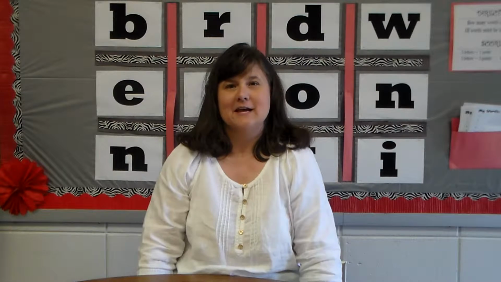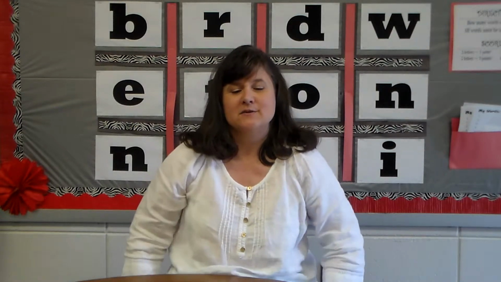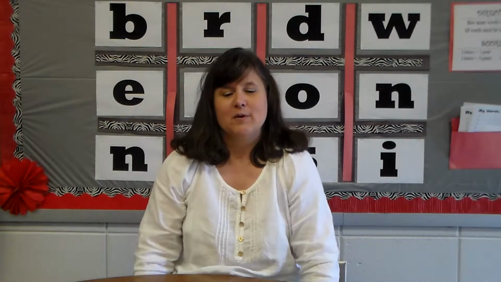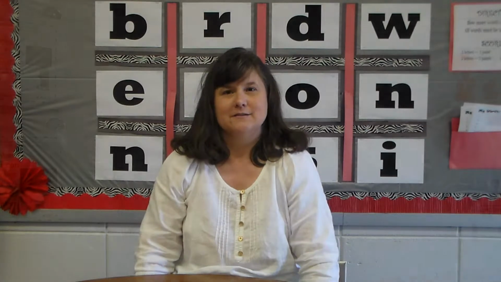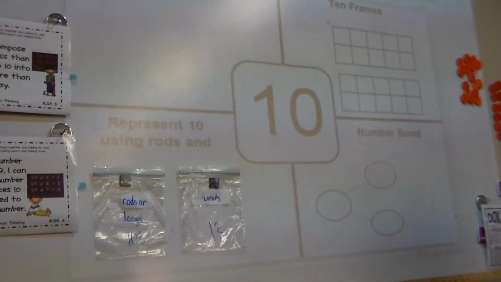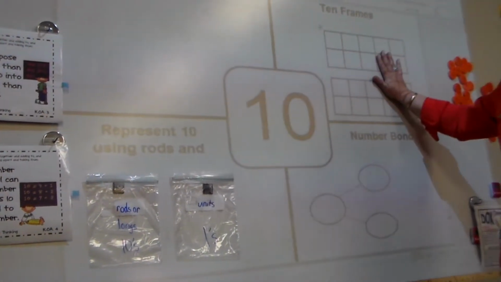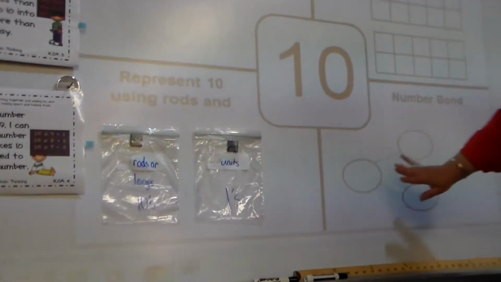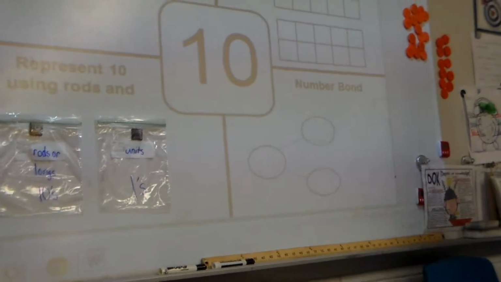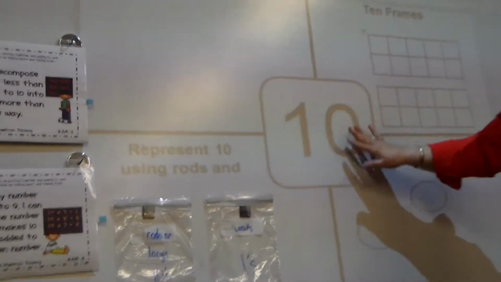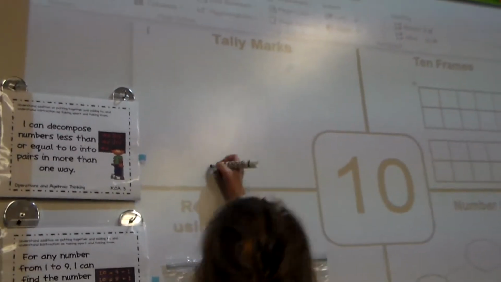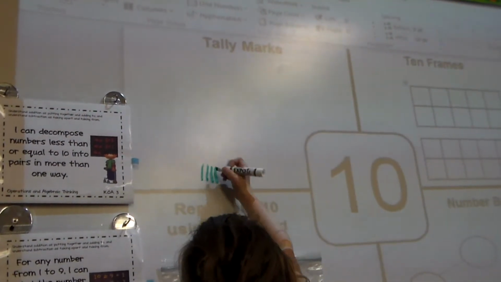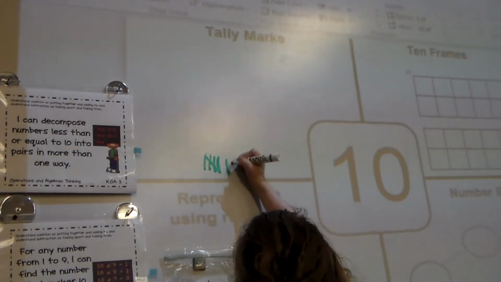In kindergarten, one of the standards is composing and decomposing numbers less than or equal to 10. In this activity, kids will be representing numbers in various ways. We're going to talk about our tally marks, our tens frames, our units and rods for place value, and our number bonds. She is going to do tally marks for 10 for me. Let's watch Adeline. While she's doing tally marks for 10, I want you to do tally marks on your whiteboard.